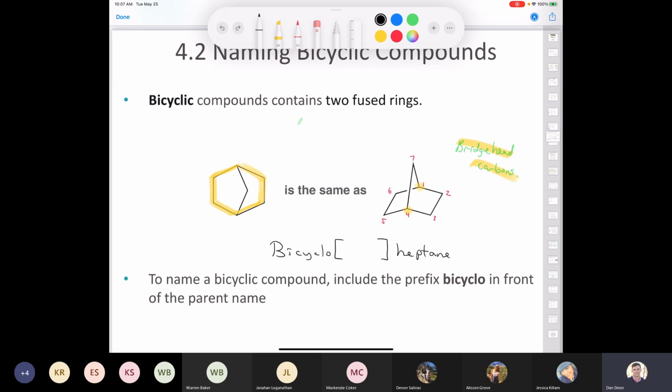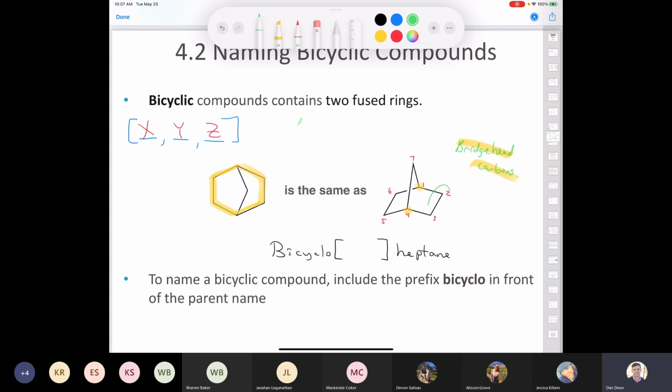No. So what you put inside those square brackets is always 3 numbers. Okay, there's always 3 numbers. We could call them whatever we want. We could call them X, Y, and Z, but you have to come up with those numbers. So what you do is, after you've identified the bridgehead carbons, which I have highlighted in yellow, you count the number of carbons in each bridge outside of the bridgehead carbon.